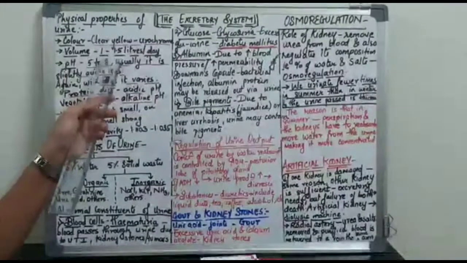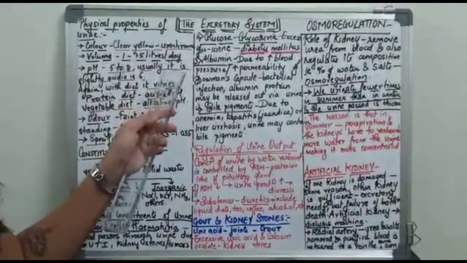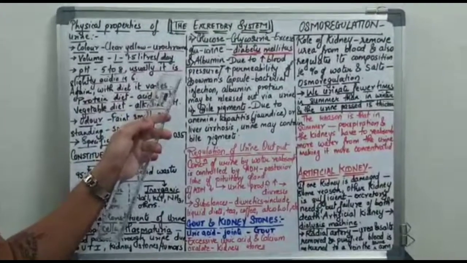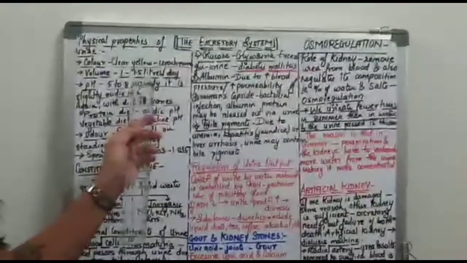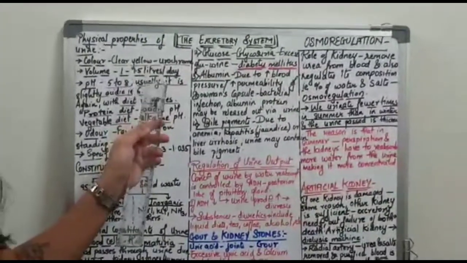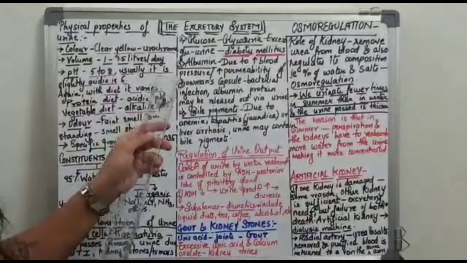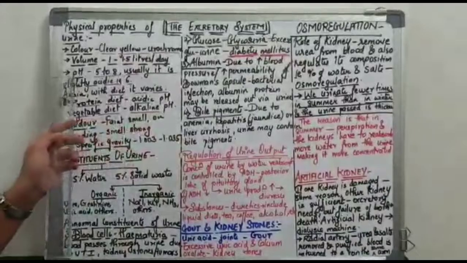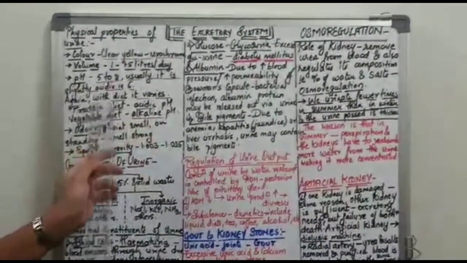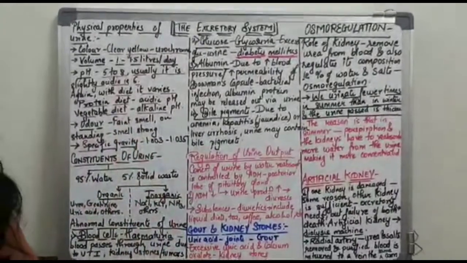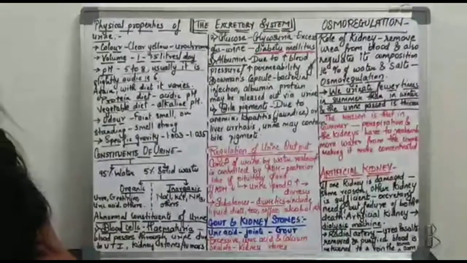Generally, 1 to 1.5 liters of urine is produced in a day. Okay. Now, this volume can vary from person to person, depending even on the weather conditions, right? pH is 5 to 8. Usually it is slightly acidic, that is, it falls in the range of 6. Now here even diet plays an important role.